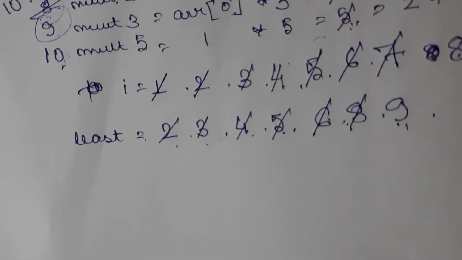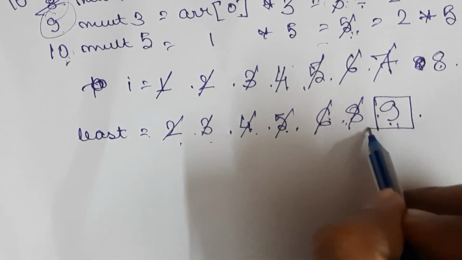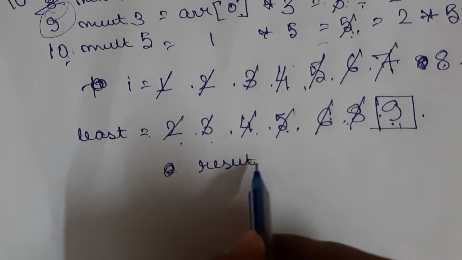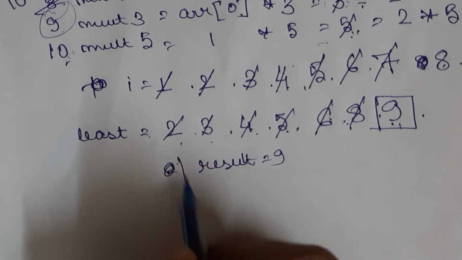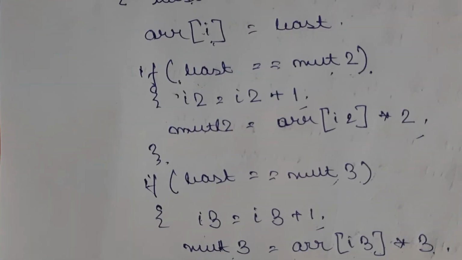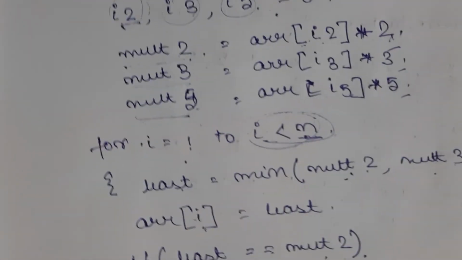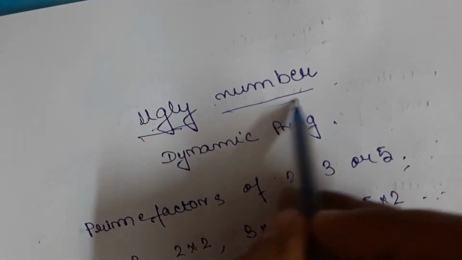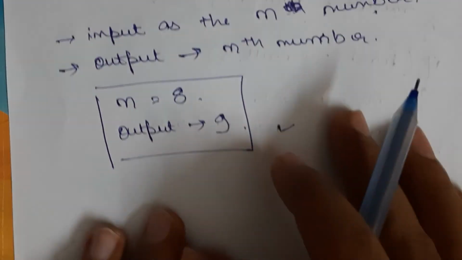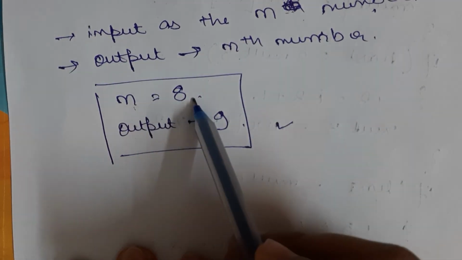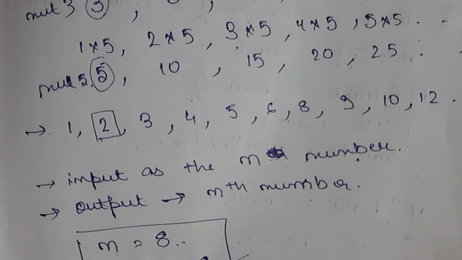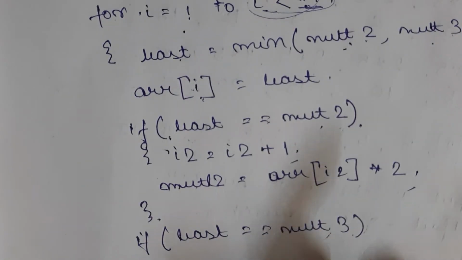Now what is the least value it is currently holding? It is holding 9, right? So the result is 9. This is the easy algorithm of ugly number. As you can see, as I have done earlier, for n equal to 8, the output is 9. So I have achieved the output with this algorithm.